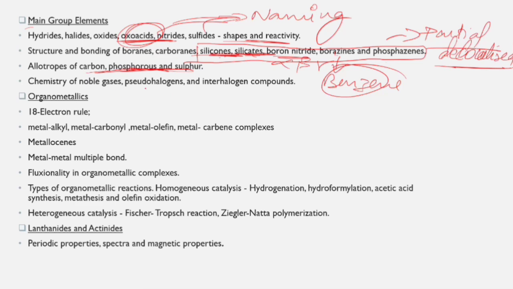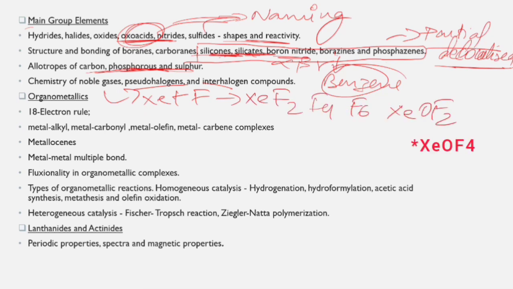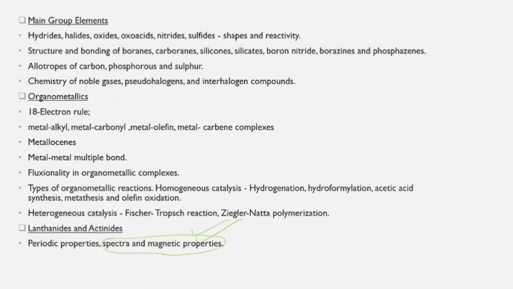Even questions are rarely asked from pseudo halogens and interhalogens, but yes, noble gases, questions can be asked. The questions asked are reactions of Xe with F to make different molecules: XeF2, XeF4, XeF6, and XeOF2. So these are the different molecules which are formed. They ask the hybridization, the shapes, and the reactions for these in main group. As I mentioned, oxo acids, silicones, silicates, these are important. The rest you can look after if you get time, but the major focus should be on these topics.